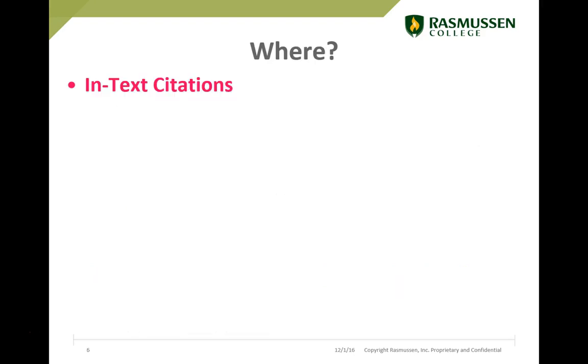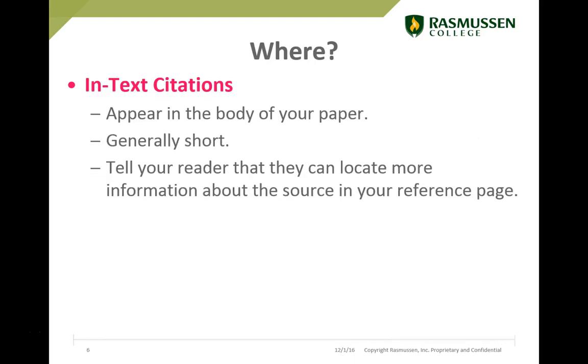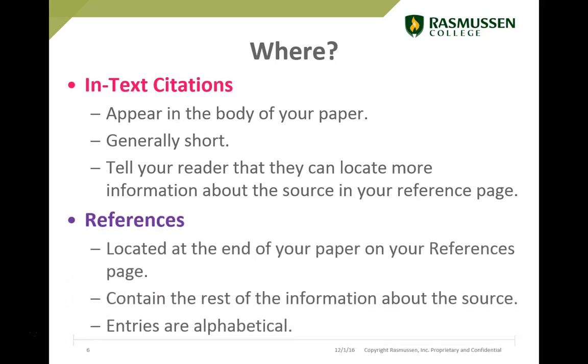Where do you need to cite in your paper? Each source that we are using in our paper needs to be cited in 2 places. First is in the body of your paper, which are called in-text citations. These are generally short and they let your reader know that they can find more information about the source in your reference page. We also need to cite in the references page, which is located at the end of your paper. These references contain much more information than the in-text citation. All of your sources in your references page will be alphabetized.